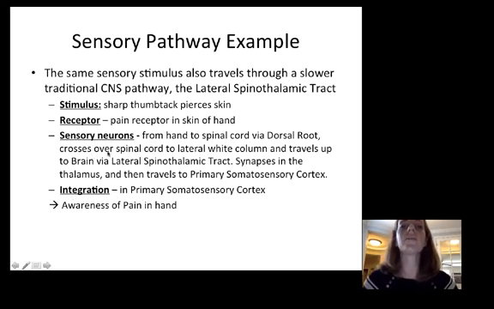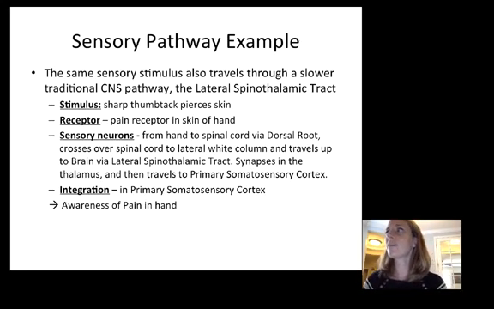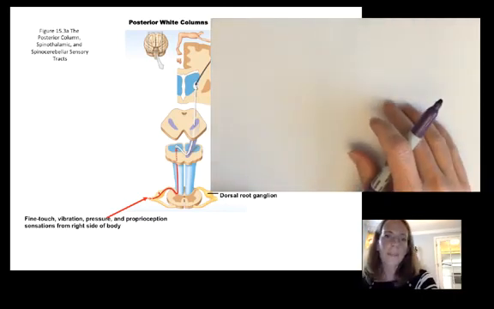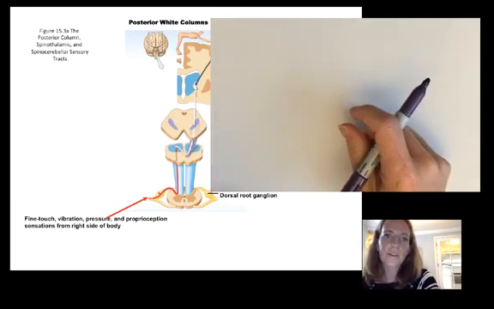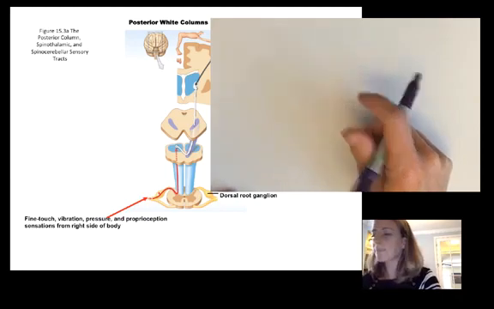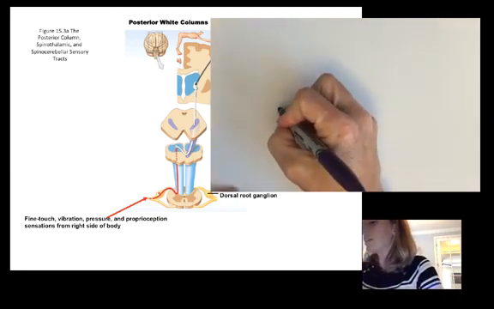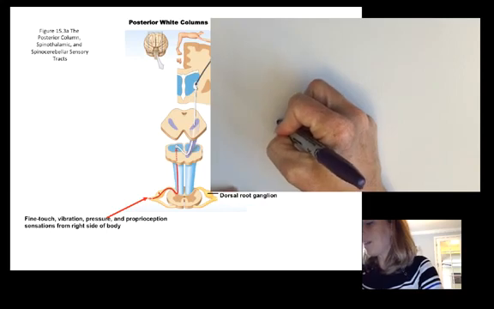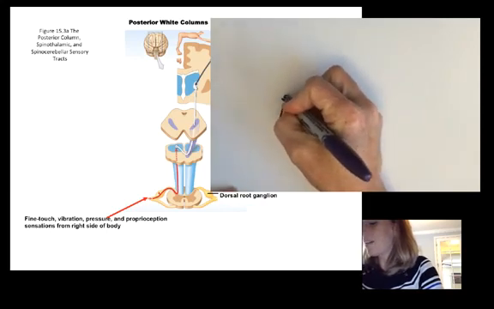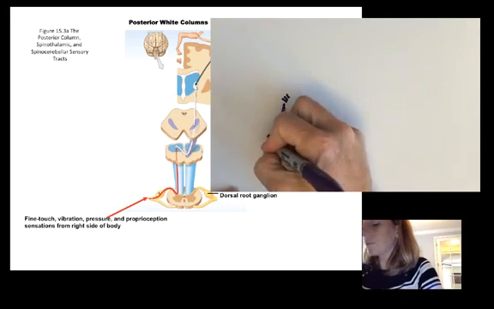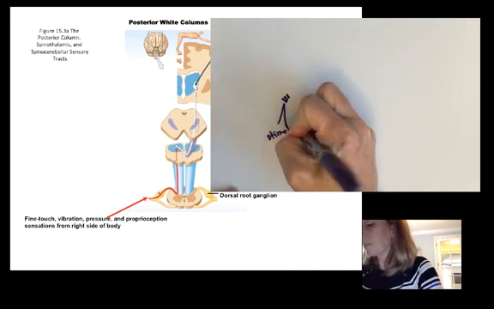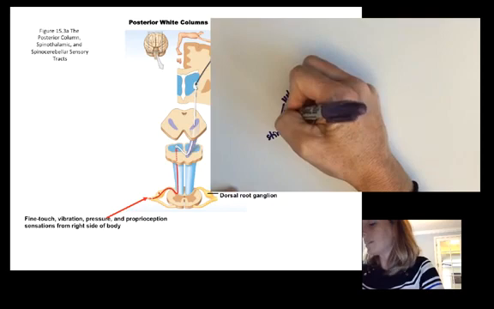So let's go back to our sensory and motor pathway examples and draw them out so that we can see how you guys are following our overall circuits. Okay, so we will start first with the sensory pathway. In this example, what did we say? A thumbtack, right? So there's this sharp thumbtack that pierces your skin. So here's your stimulus, and that causes pain.